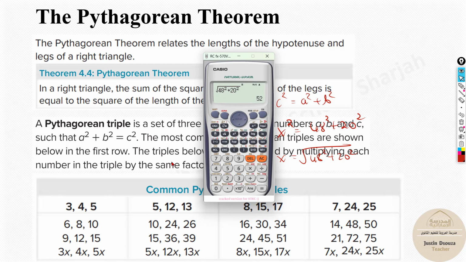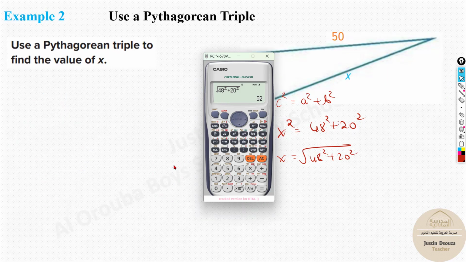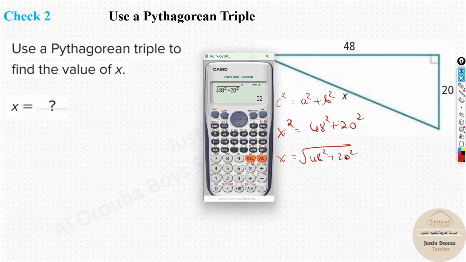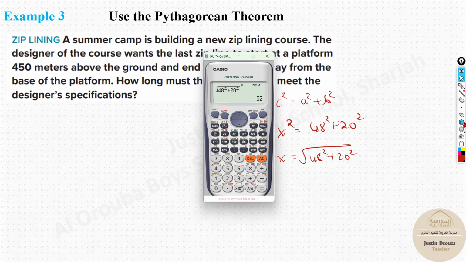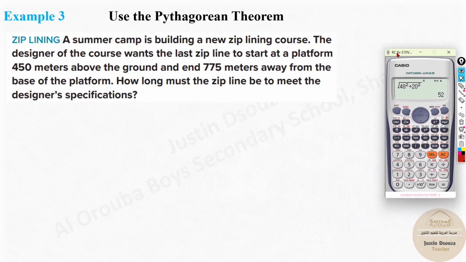X is 4 here. But it's not so easy to remember all the triples, so it's better you use this method and directly solve it. This is it. Now we have a few real world problems. Let's quickly go through this. Again, very simple, same Pythagoras itself.